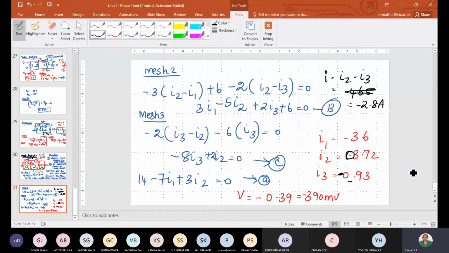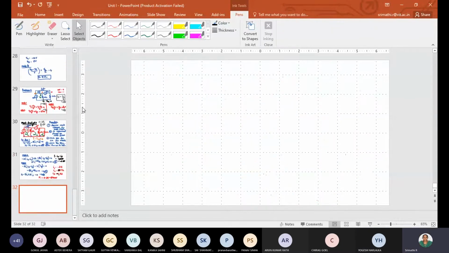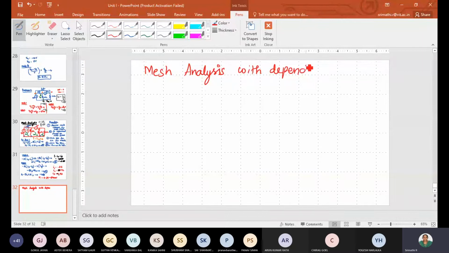Shall I go ahead with the next problem, guys? Yes, ma'am. This is mesh analysis with dependent source, dependent and independent source.